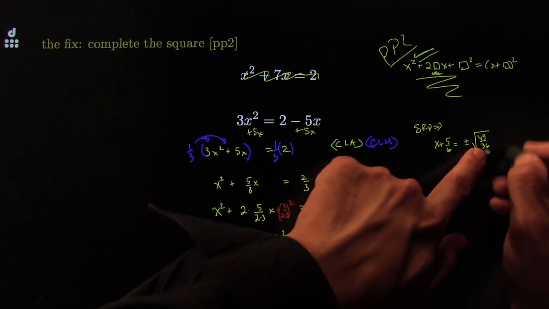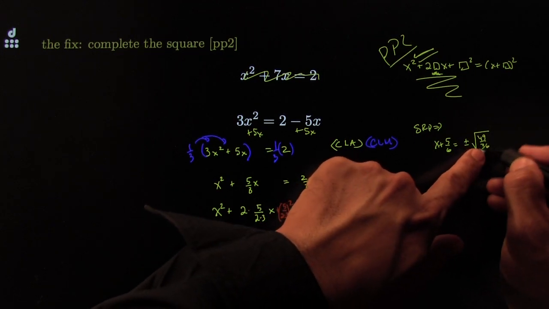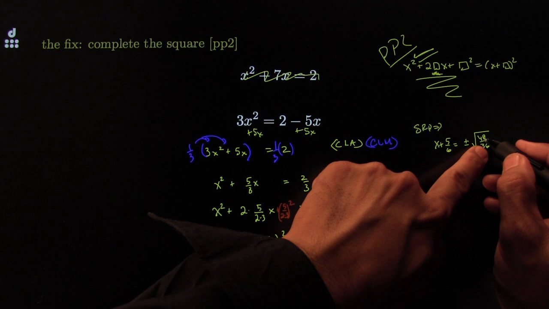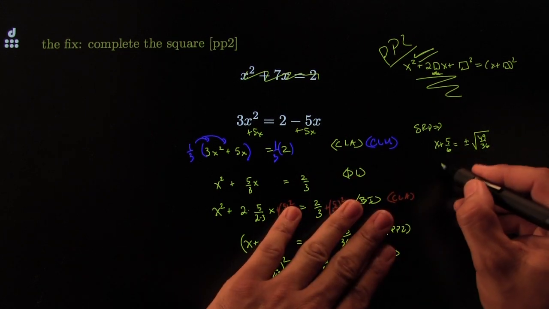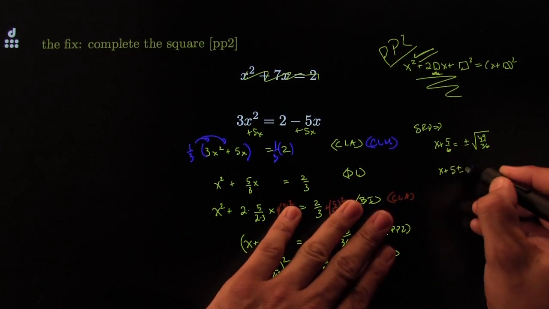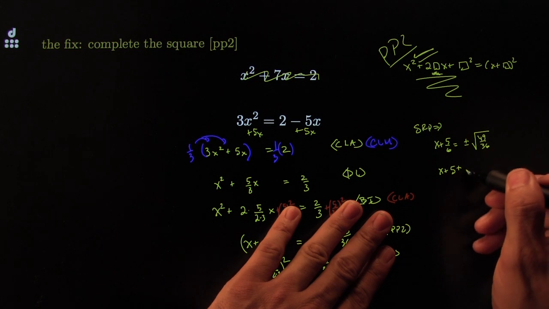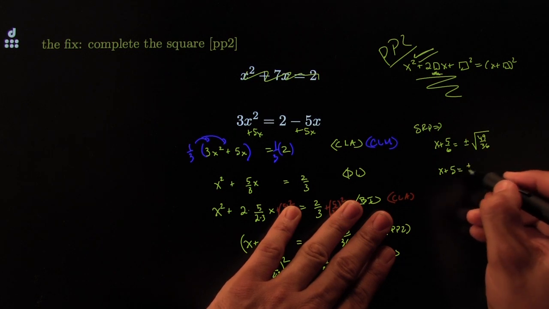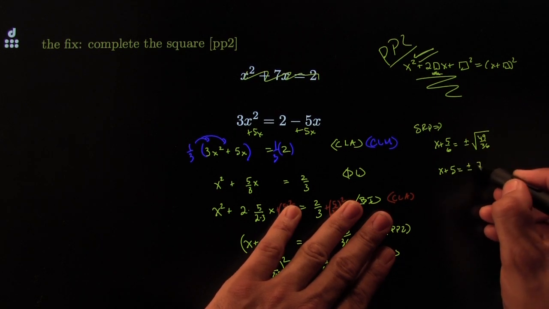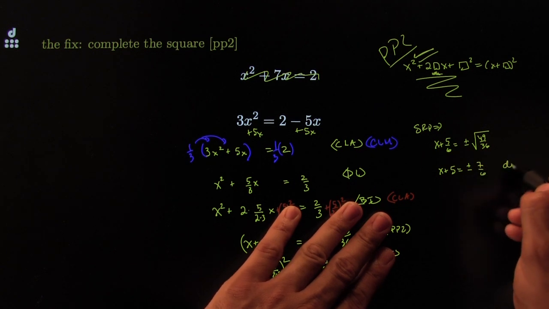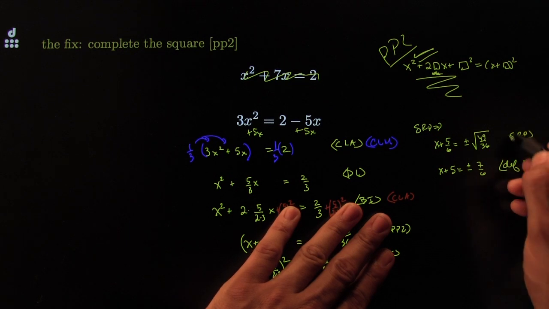Now look at that, isn't that nice? Those are actually famous squares. 7 times 7 is 49 and 6 times 6 is 36. So I could simplify it one more time to say this is plus or minus 7 over 6. That's by the definition of radicals. This one was by SRP.